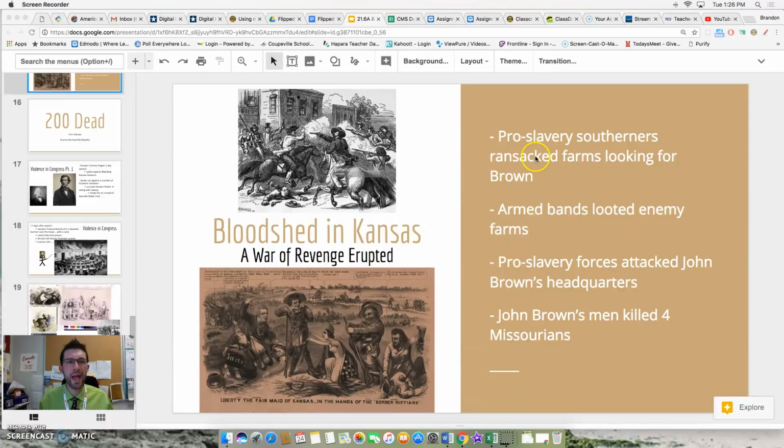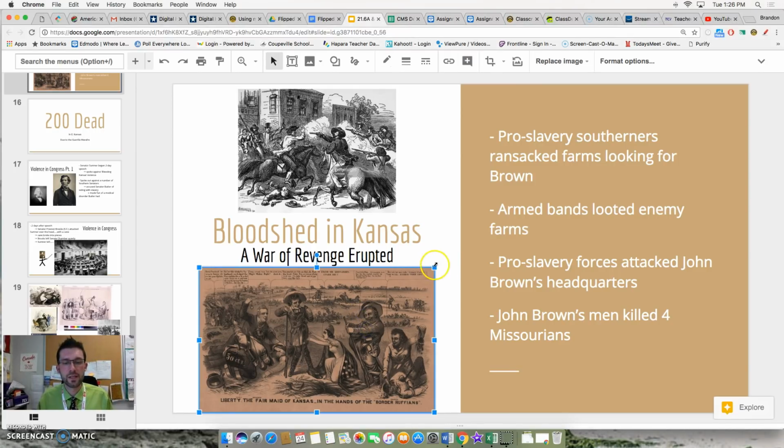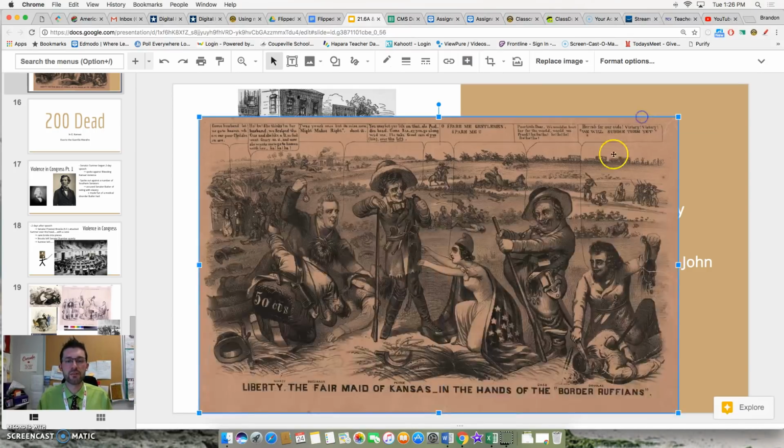Pro-slavery Southerners ransacked free farms looking for Brown. Armed bands of men looted stores and farms. Pro-slavery forces ransacked John Brown's headquarters. And in return, John Brown's men killed 4 Missourians. Now, this is only a little bit of the border wars, as sometimes this is referred to. I encourage you to take a closer look at this picture.